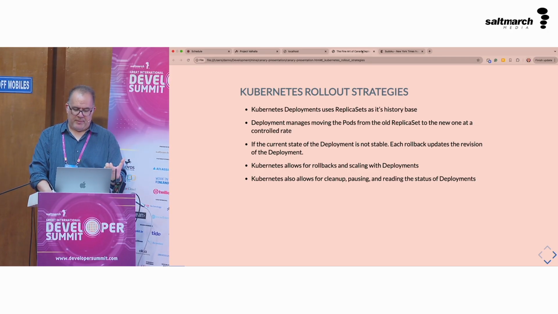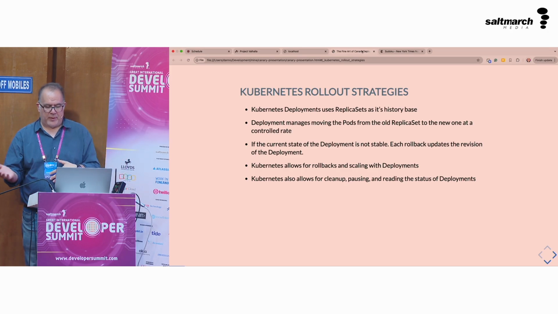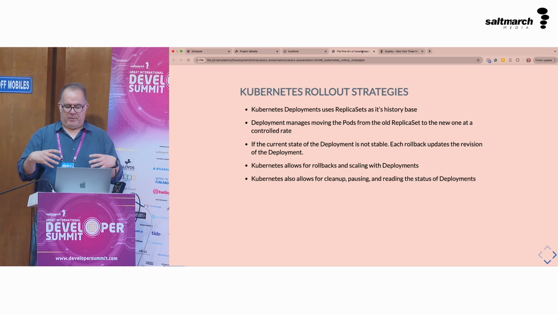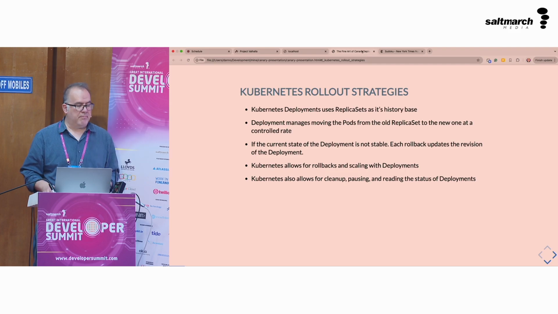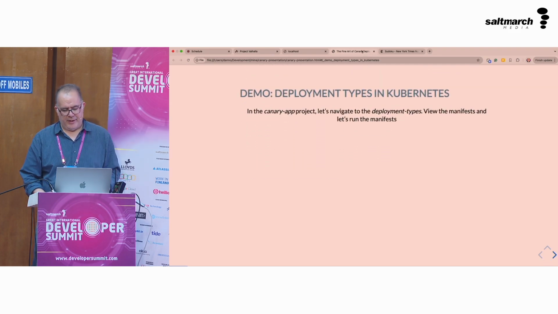Kubernetes deployments use replica sets as their history base. The deployment manages moving the pods from the old replica set to the new one. So deployments have multiple replica sets. Replica sets represent the history. If the deployment is not stable, each rollback updates its revision. Kubernetes allows for rollbacks as well and does cleanup, pausing, and all that other good stuff.